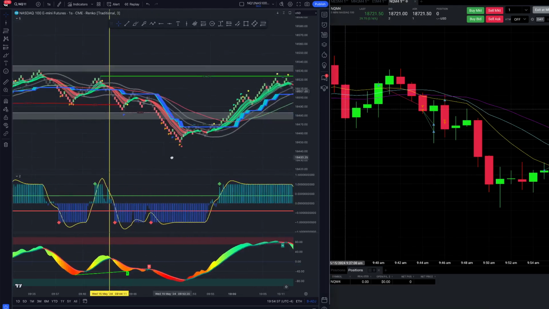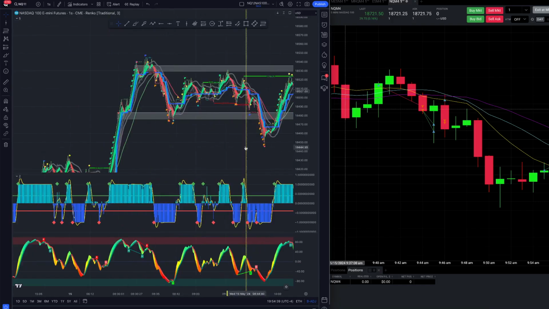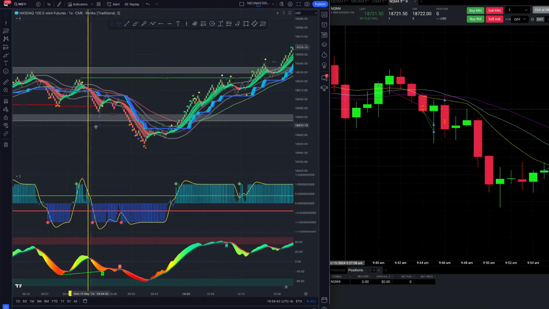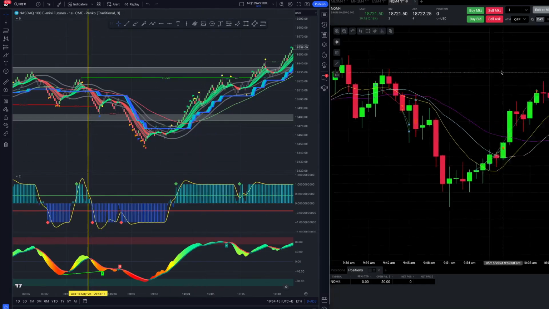Now, the trade that really put me in the green today, and honestly should have been the only trade I took, was using the exact strategy that I am showcasing.